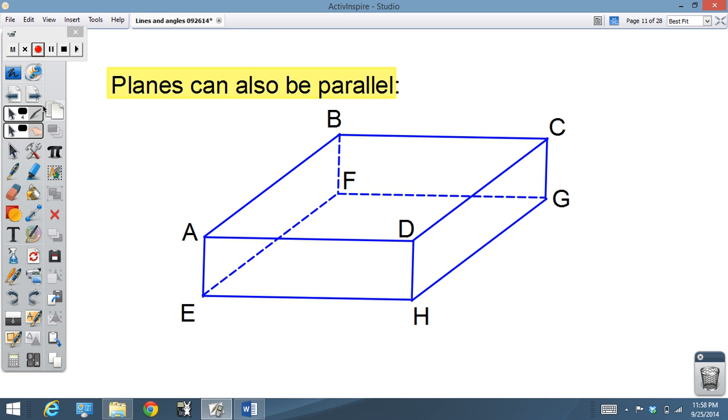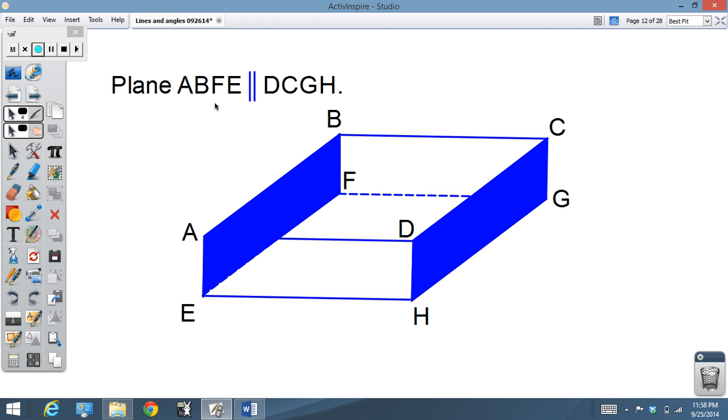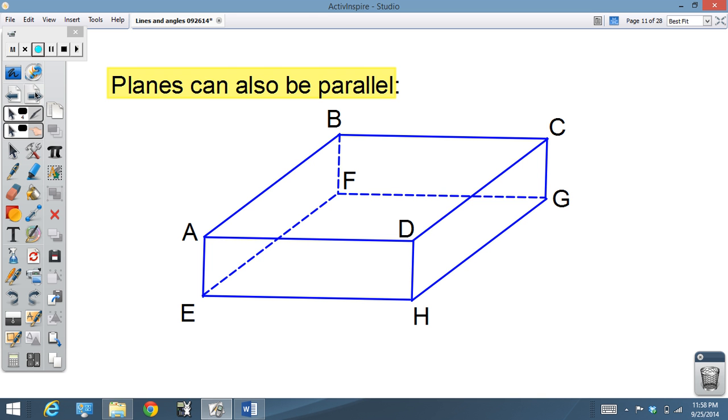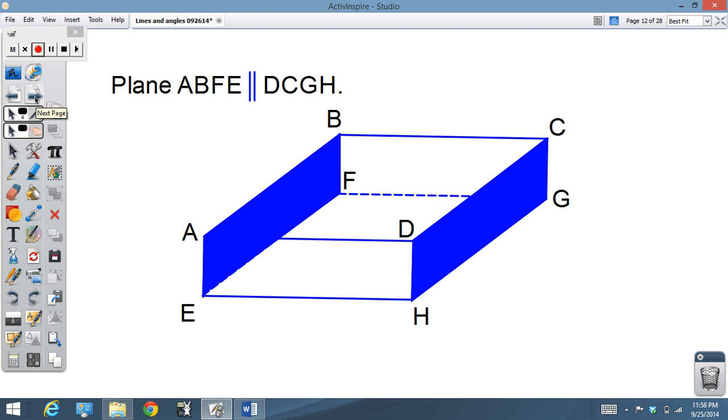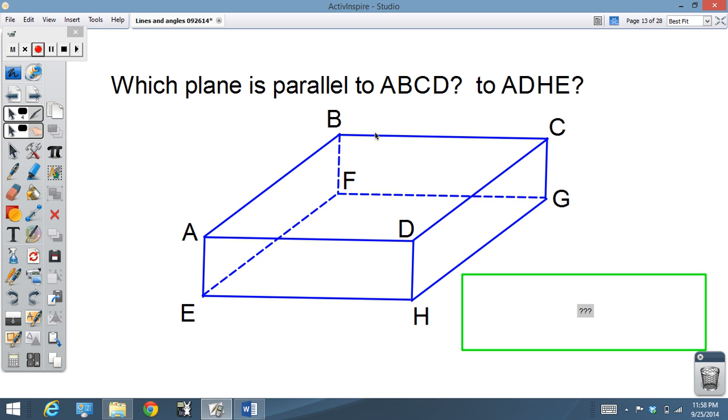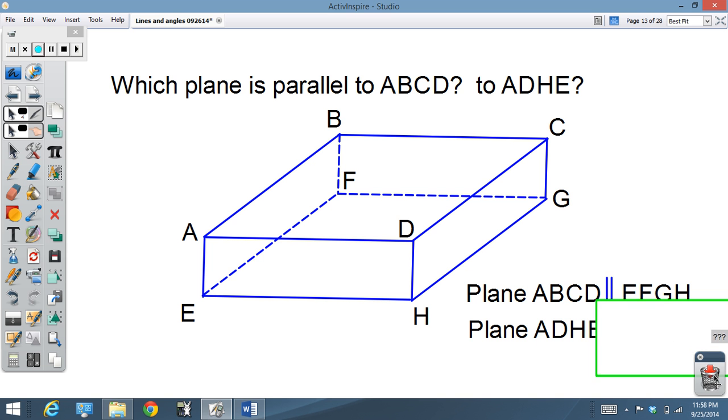Okay, planes can also be parallel. For example, plane ABFE is parallel to DCGH. Go back to the original picture, parallel planes. Your turn. Which plane is parallel to ABCD and which is parallel to ADHE? Pause if you like. Here comes the answer. ABCD is parallel to the bottom one, EFGH, and ADHE looks like the front. It's parallel to BCGF.